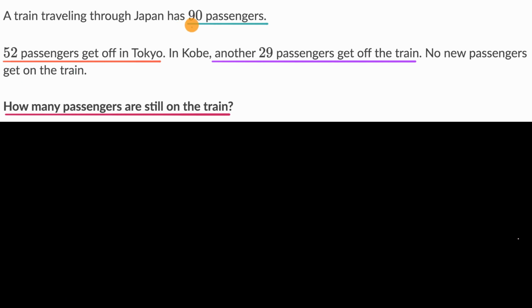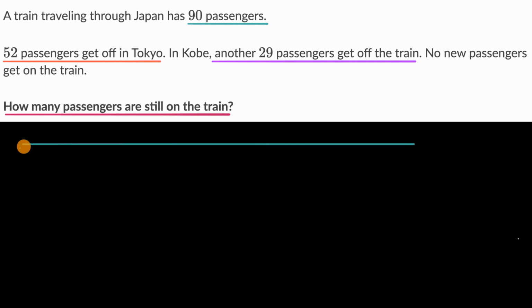So first, what we could think about is how many total passengers there are. And then to figure out how many are left, you have to start with your total, take away 52 that get off in Tokyo, then take away another 29 that get off in Kobe, and then however many you have left, that's how many are still on the train. And we can imagine that with a tape diagram.